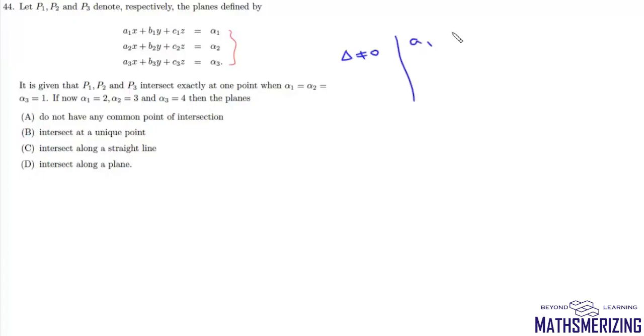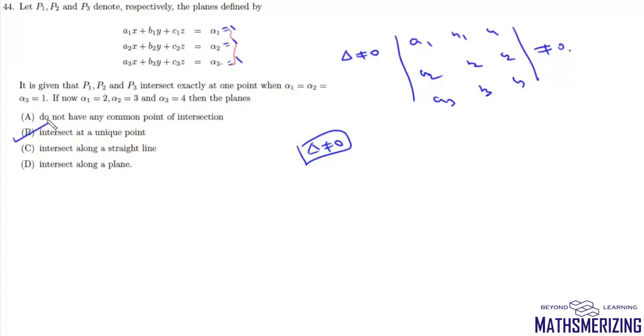So this determinant, which is a1, b1, c1, a2, b2, c2, and a3, b3, c3, the value of this determinant is unequal to 0. Now I will put alpha 1 as 1, alpha 2 as 1, and alpha 3 as 1. It doesn't change this determinant. This determinant will still be delta unequal to 0. And when it is delta unequal to 0, it simply means that these linear equations will have a unique solution. So which again says these planes will intersect at a unique point, and that's your option number B.